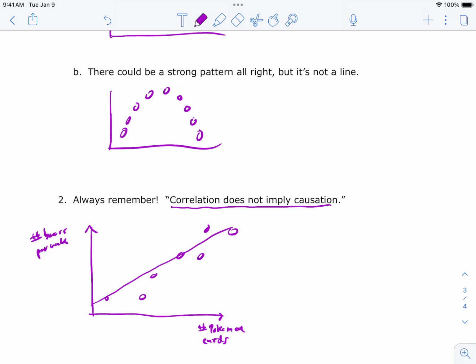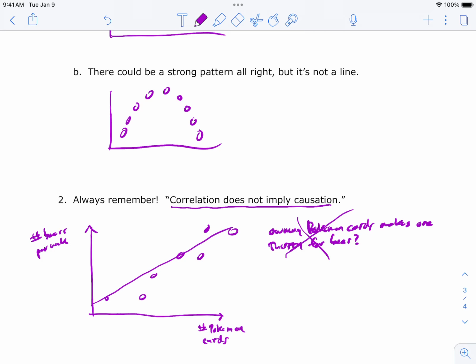owning Pokemon cards makes one thirsty for beer? Or even vice versa, drinking a lot of beer makes you want to go buy a lot of Pokemon cards? No, you wouldn't say that. You would not say that, right? Again, correlation does not imply causation. They just happen to go together. It just happens to be some kind of a relationship.